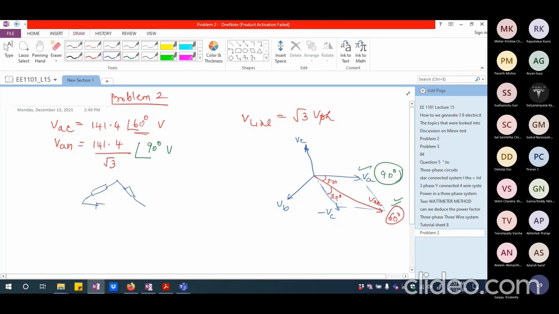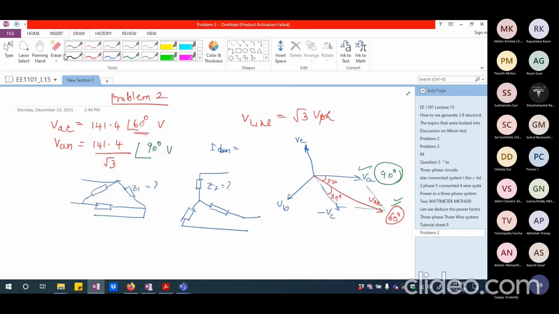Okay. So now what is being asked is, they have given one delta connected load whose impedance values are given. And they have given another star connected load whose impedance values are not given. So this star connected load impedance values are not given. Okay. So what is being asked is, what is Z2 if Z1 is given and the current is given? IBN is given.